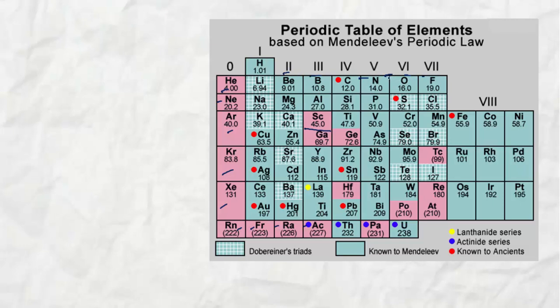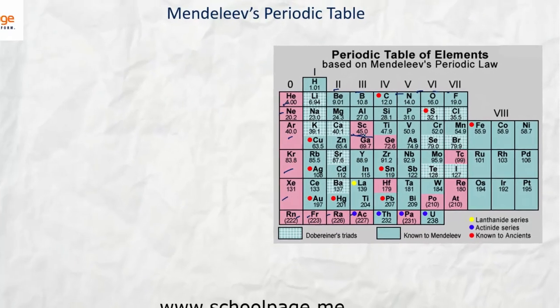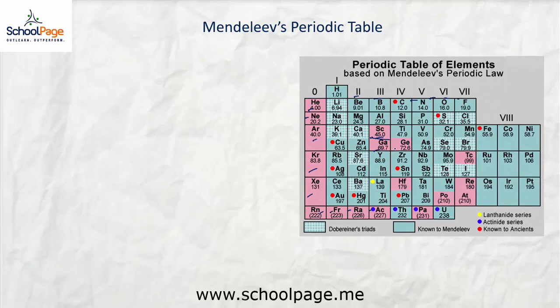And he very confidently proposed that these blank spaces will be filled by the elements which will be discovered in future. And he did not stop there. He went on and even predicted the chemical properties for those elements. Now, here are those elements: scandium, gallium, germanium, and others.